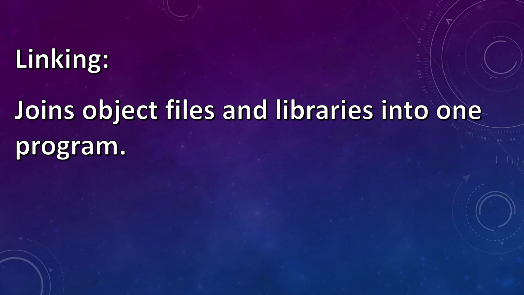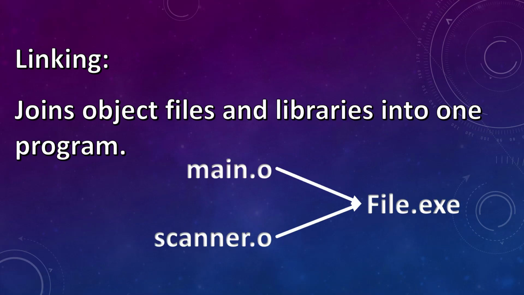Suppose your program uses some built-in functions, for example printf as I mentioned earlier, or the math functions or the startup functions. These are not fully written in your source code itself. They come from libraries. The linker takes your object file and combines it with the required library files. For example, we have our main code. In main.o we have written our code and this scanner.o has the library file.